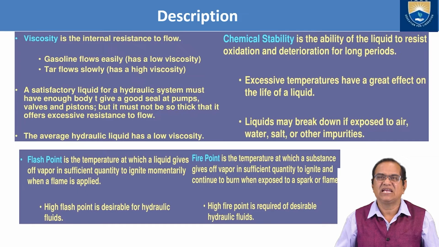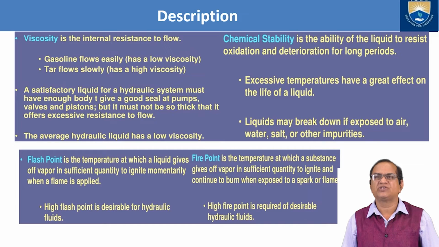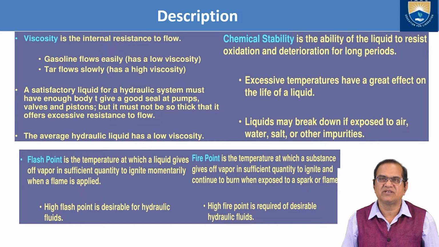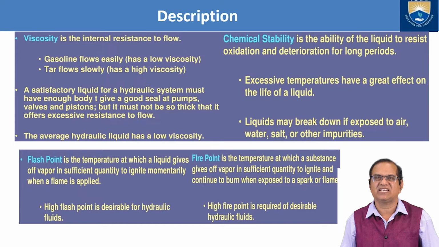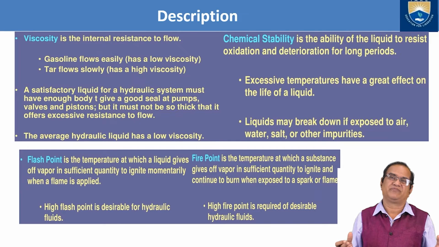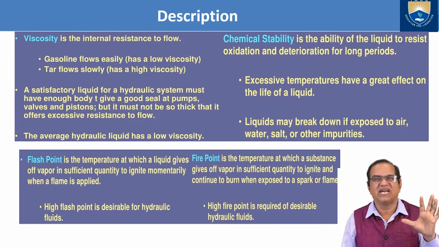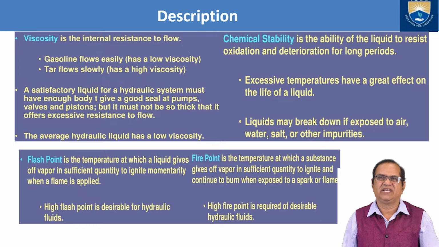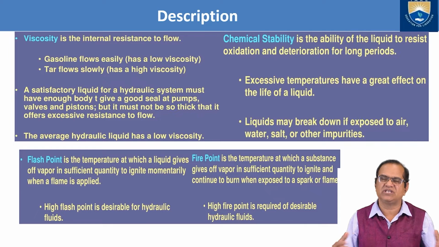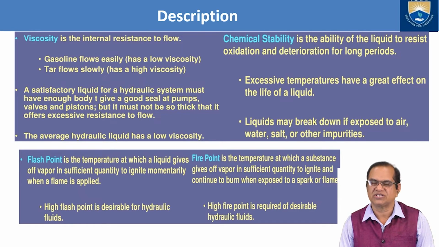A satisfactory liquid for a hydraulic system must have enough body to give a good seal at pumps, valves and pistons, but it must not be so thick that it offers excessive resistance to flow. So it should not be very thin also. If it is very thin, it will be compressible. And if it is very thick, it will not flow. So we should make it somewhere in between so that it gives better quality. The average hydraulic liquid has a low viscosity. Most of the hydraulic liquids which we use in our applications have a low viscosity.